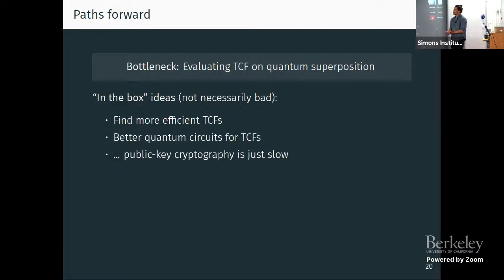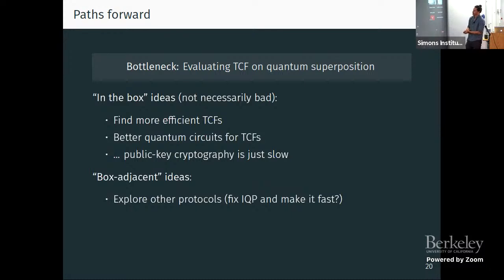So maybe we'll want to take a slightly different path. I call these box adjacent ideas because they are out of the box a little bit. So we find other protocols, maybe we can take this IQP protocol I was mentioning and make it more efficient, and also make it rely on some standard cryptographic assumptions. Maybe we can build something based off of more efficient cryptography.